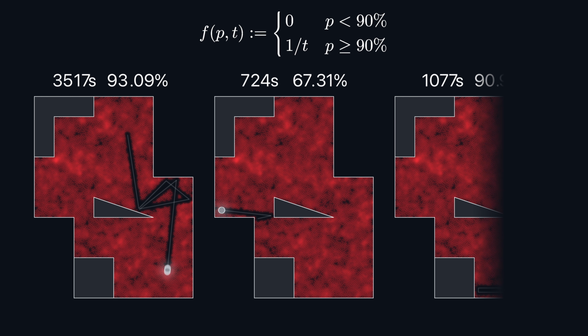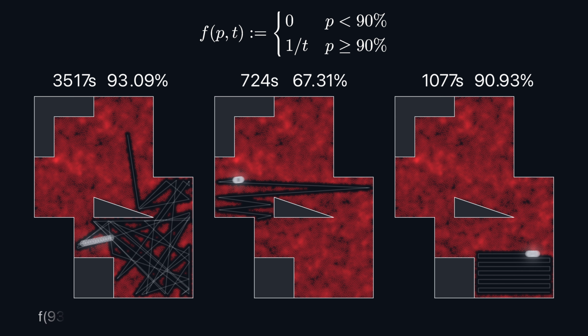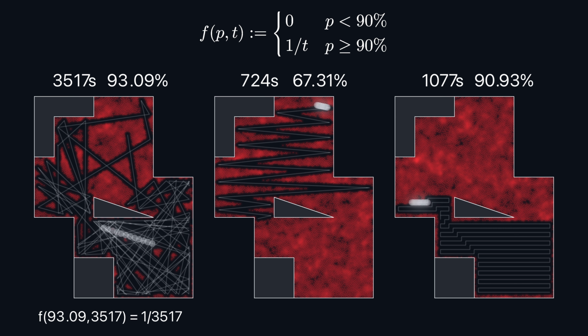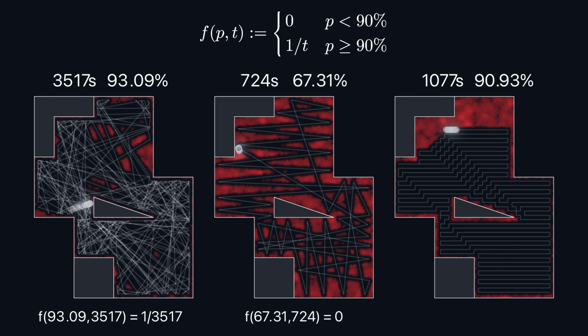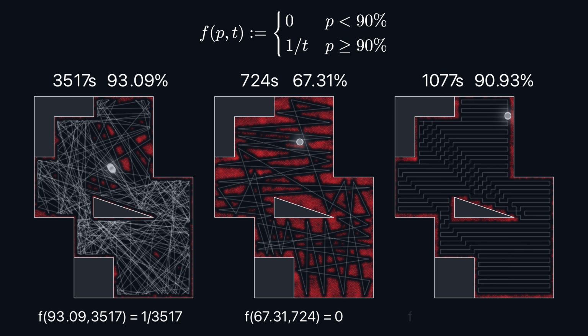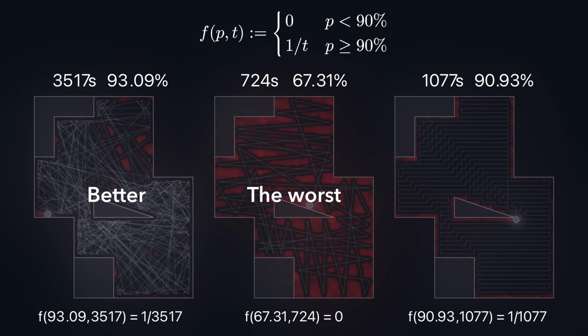Now, let's see how this function evaluates our 3 cleaning attempts. In the first case, the score is 1 over 3,517. In the second case, it's 0 because the robot cleaned less than 90% of the area. And in the third case, it's 1 over 1,077. This allows us to rank the cleaning attempts from worst to best. The second attempt is the worst, the first is better, and the third is the best.